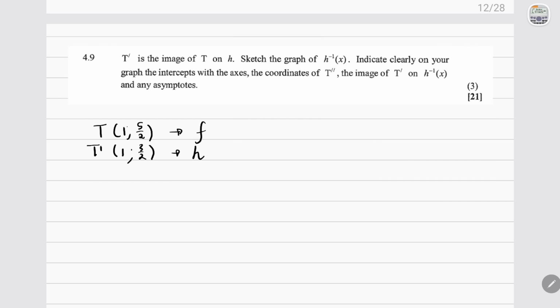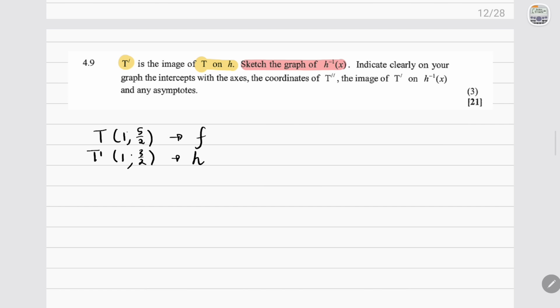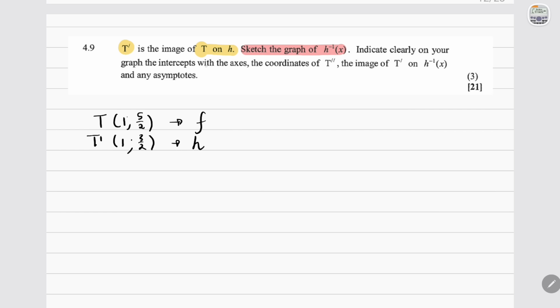That's t prime. Now we need to sketch the graph of the inverse. This is really what we're doing: sketch the inverse of h. And they say indicate clearly on your graph the intercepts with the axes, the coordinates of t double prime, the image of this.